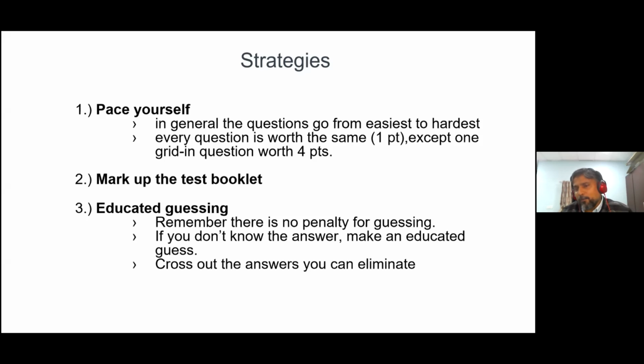Every question is worth almost the same points, except one grid-in question, which is worth 4 points. Other than that particular question, every question carries the same weightage. So there is no extra point for any particular question. This is very important. Why? Because you shouldn't get stuck on a particular question while you are solving the test.